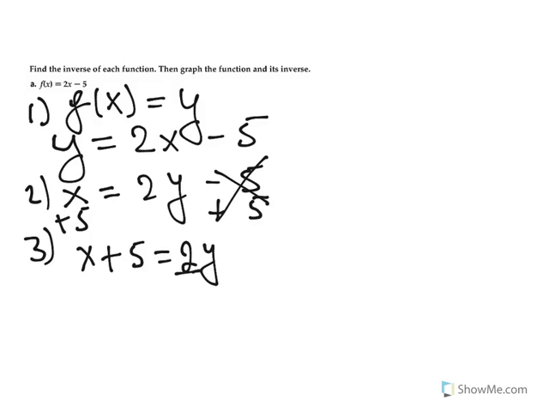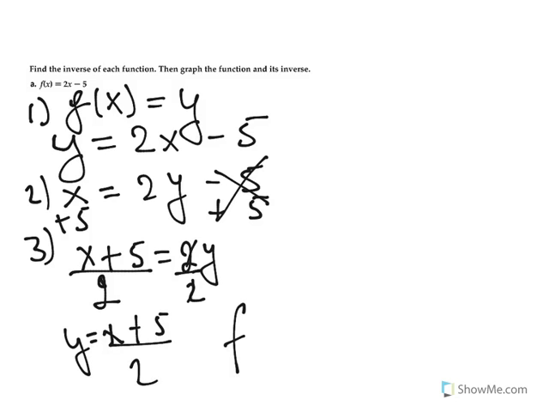The process continues. I have to divide by 2. And y equals x plus 5 over 2. We found y, but as we said, for inverse functions we write a symbol, a negative 1, and that means that we are dealing with an inverse function. So the final answer is f inverse of x equals x plus 5 over 2.